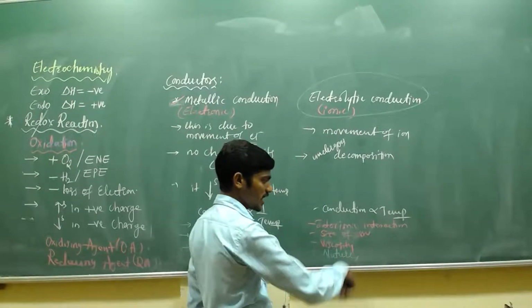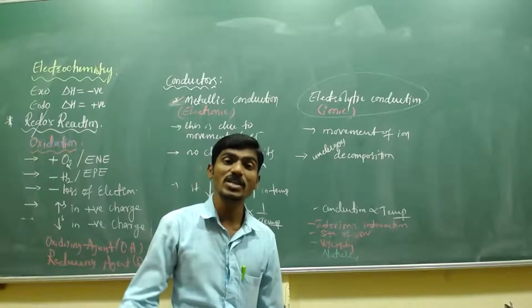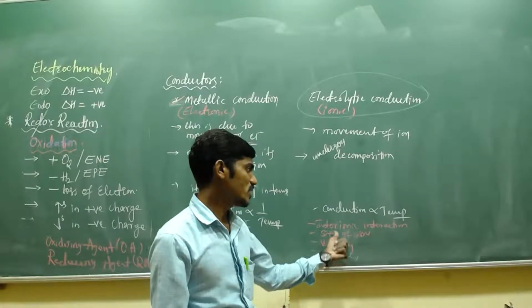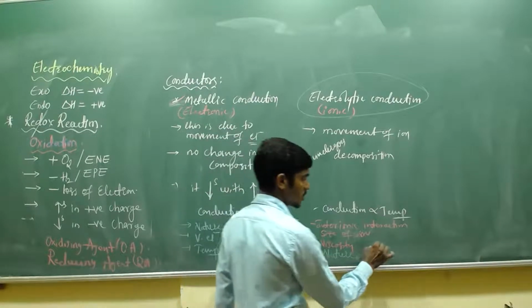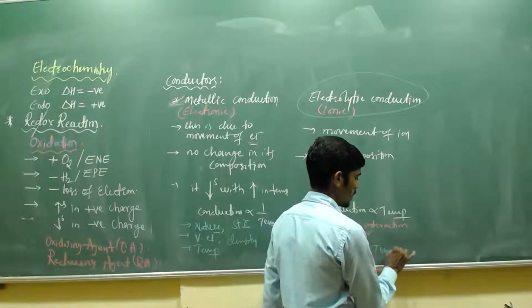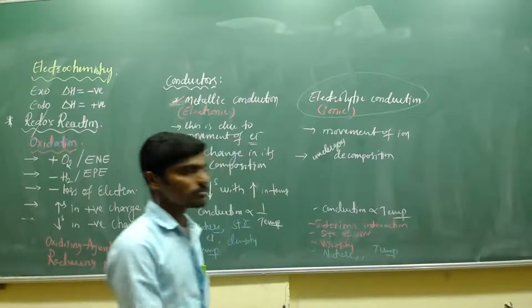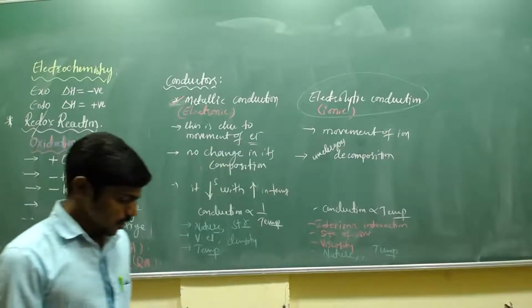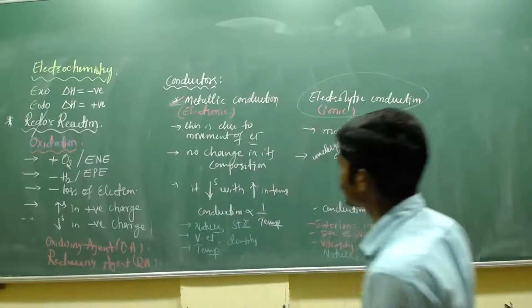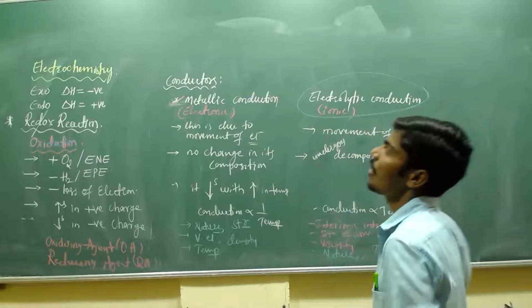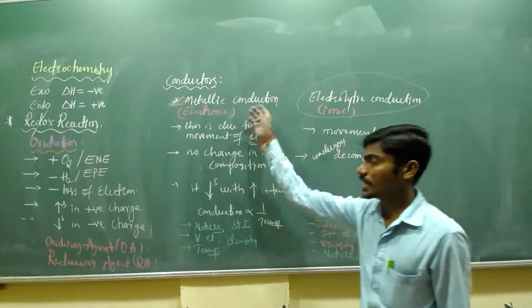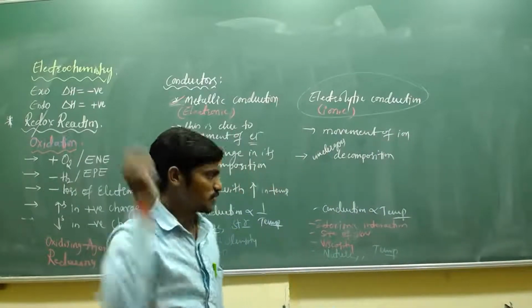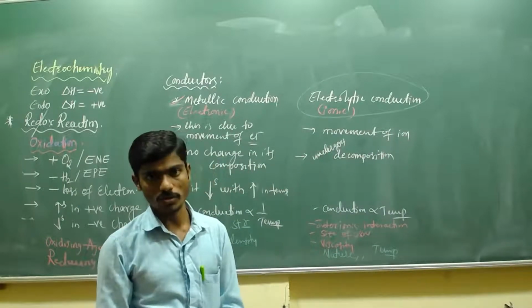So it depends upon the nature of electrolyte and nature of solvent, viscosity, size of ion, inter-ionic interactions, as well as temperature, etc. So these are the factors which affect the conduction of metallic as well as electrolytic solutions. These are the few points we can make.